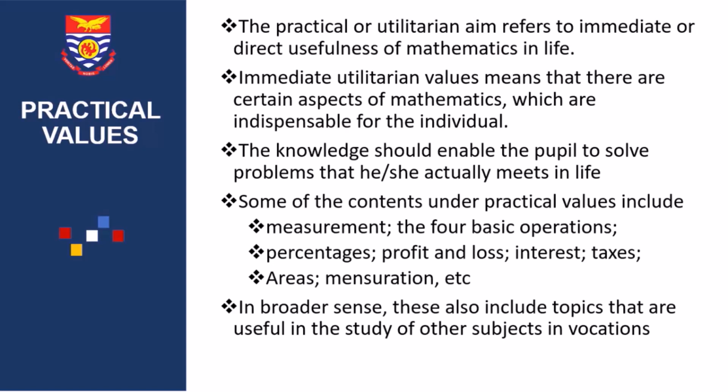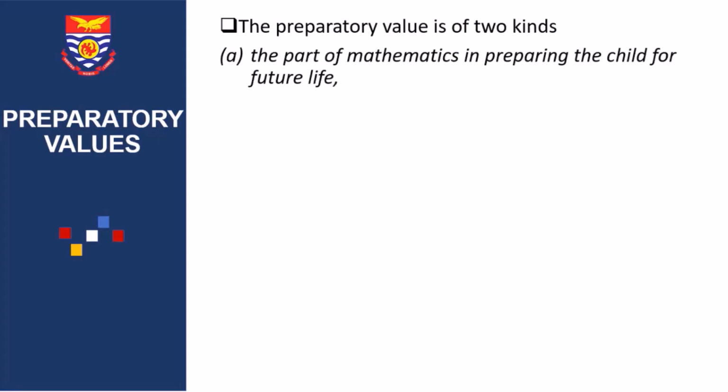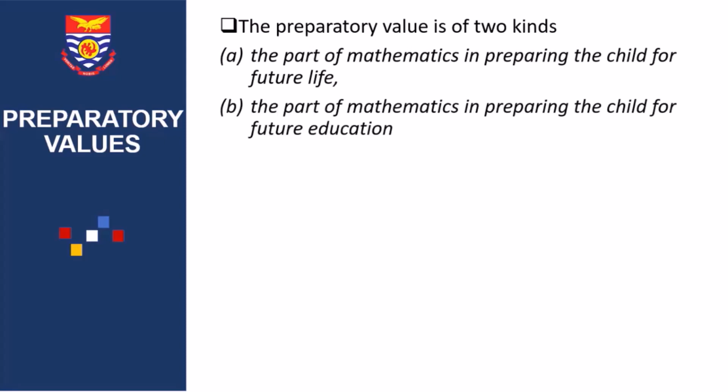For example, elective mathematics topics, as we said, are useful in doing further mathematics at the tertiary level or other institutions of higher education. Let's look at preparatory values. What does it mean by preparatory values? The preparatory value is of 2 kinds according to MEMIC. The first one, the part of mathematics in preparing the child for future life, and then the part of mathematics in preparing the child for future education.